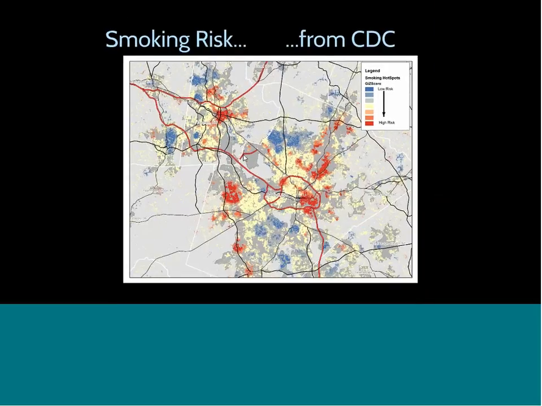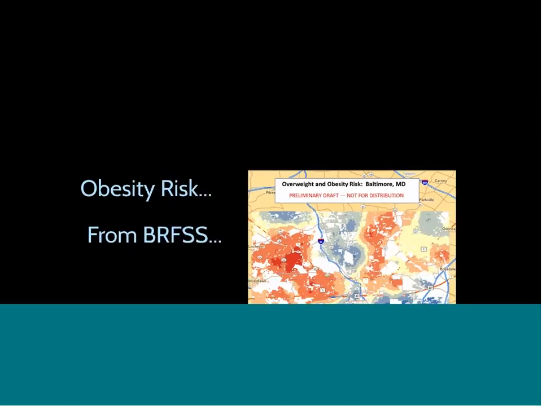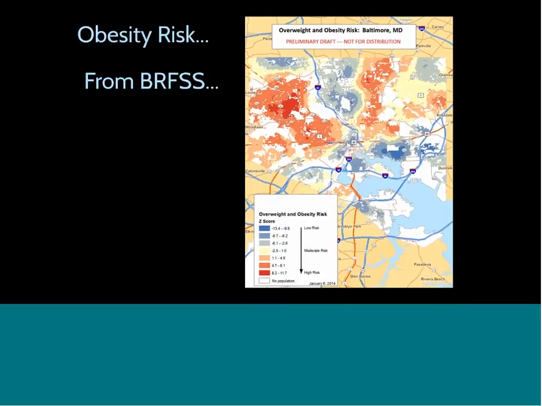Same example here, looking at smoking risk. We have demographics about what kinds of people smoke or are more likely to smoke. Attach those characteristics to the synthetic population, and we can make a smoking risk map. Blue is low risk, red is high risk. Or obesity. Blue is low risk of obesity, reds and oranges are higher risk of obesity, again based on demographics and another survey.